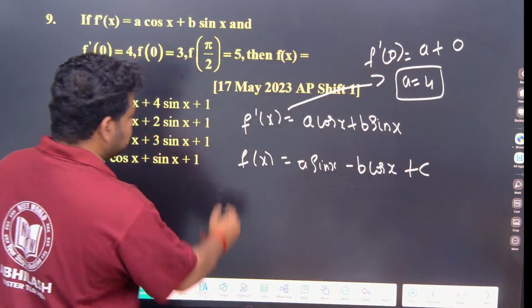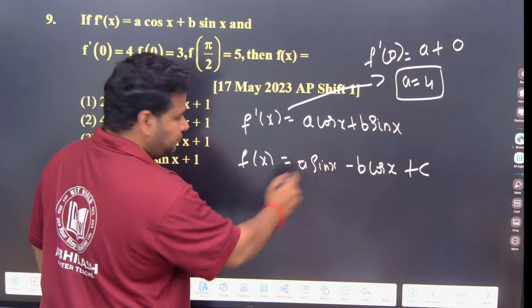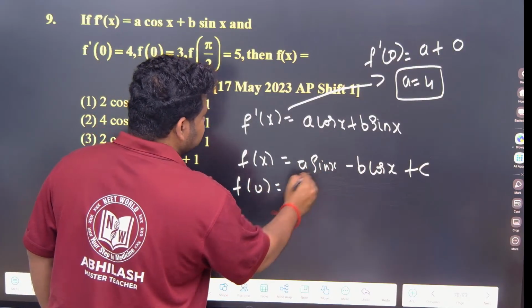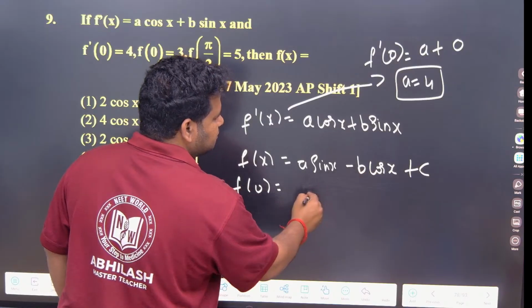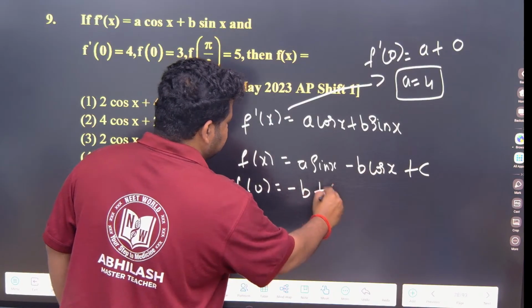Next, f of 0. F of 0 means everywhere I have to put 0. So f of 0 is equal to what? A sin 0 is 0, minus b cos 0 is minus b, plus c is equal to what?